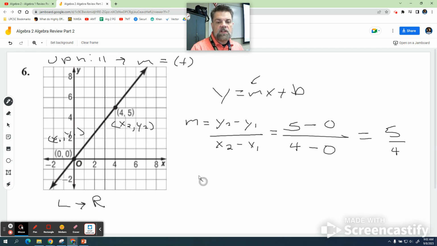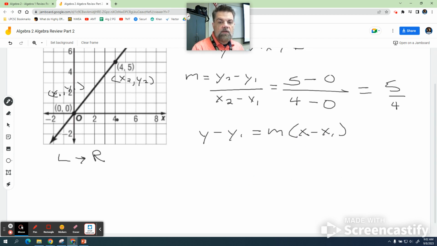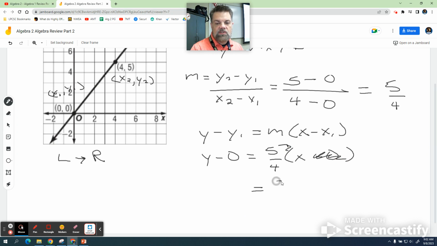All right, now that I got the slope, let's plug in y minus y sub 1 is equal to m times the quantity x minus x sub 1. So now when I plug those values in, I get y minus y sub 1, which is just 0. Hey, that's pretty easy. And then that's equal to 5 over 4 x minus 0. Well, remember when we subtract 0, that just goes away. It's just x. So this is just going to be 5/4 times x. Over here, y minus 0 is just y.